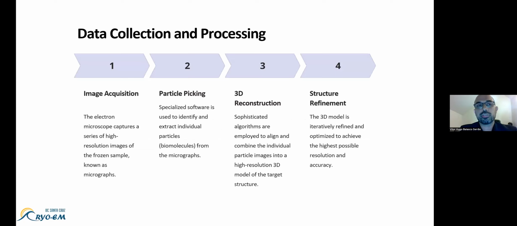In terms of data collection and processing, as everybody knows, we start with a large amount of data, and then we undergo all the pre-processing: motion correction, CTF correction, identifying your particles, and then further refining them.